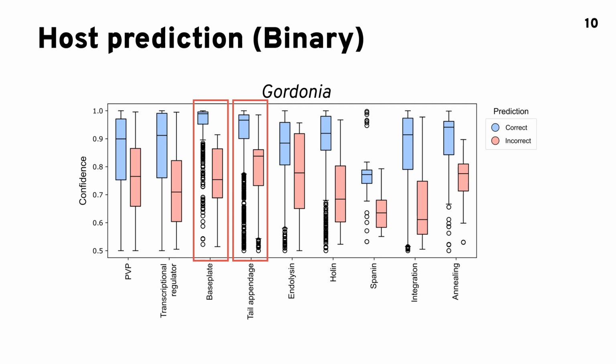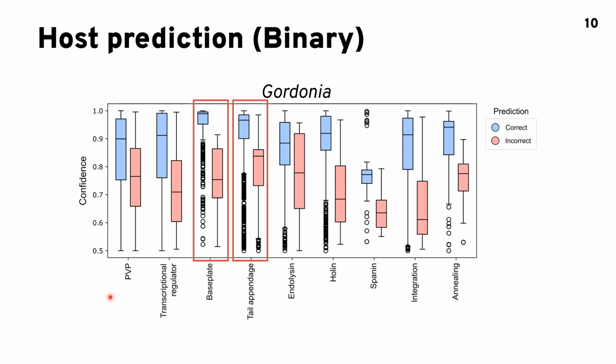Next, we wanted to see if there's a way to improve these results, especially for gram-negative infecting phages. We thus trained binary models for each host. The example I'm showing here is a model trained to predict Gordonia phages, for which we managed to obtain performances of 99%. The blue bar shows the confidence of proteins that led to correct predictions, and the red bar shows those of incorrect predictions. And I separated these by protein function.